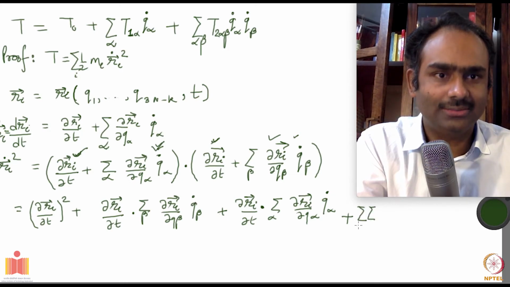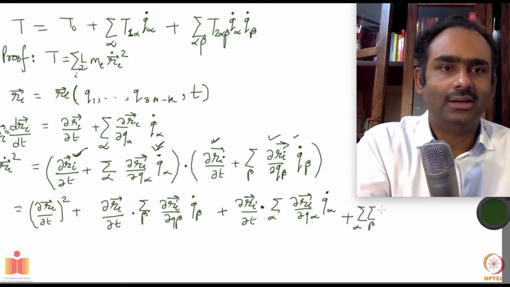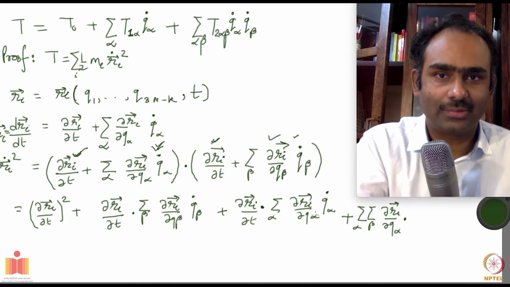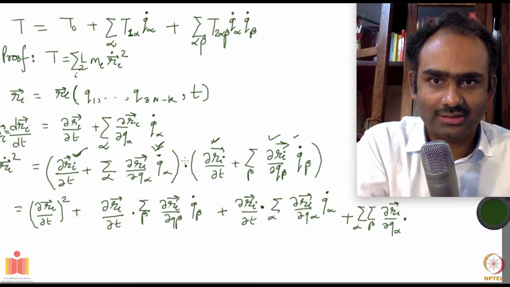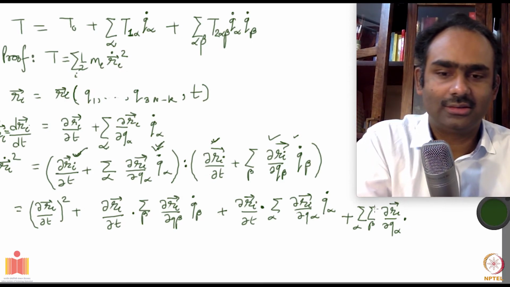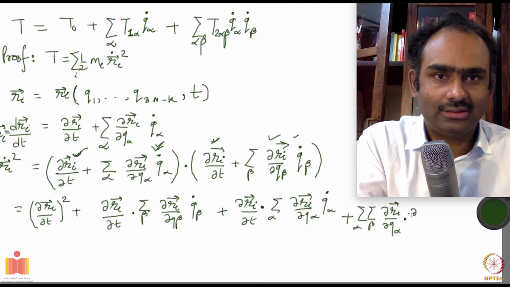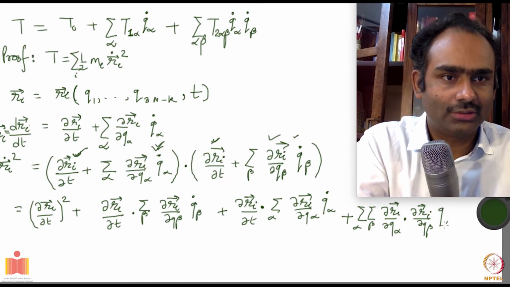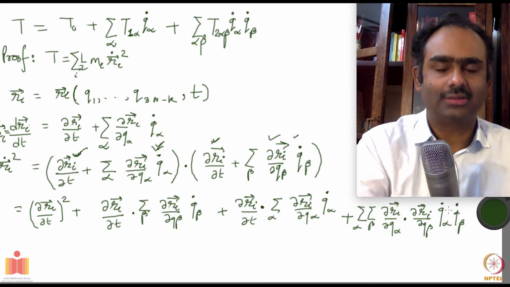Plus, I write down summation over alpha, summation over beta, delta Ri over delta Q alpha, dot, because there is a dot product here, delta Ri over delta Q beta, and then you have Q alpha dot, Q beta dot.